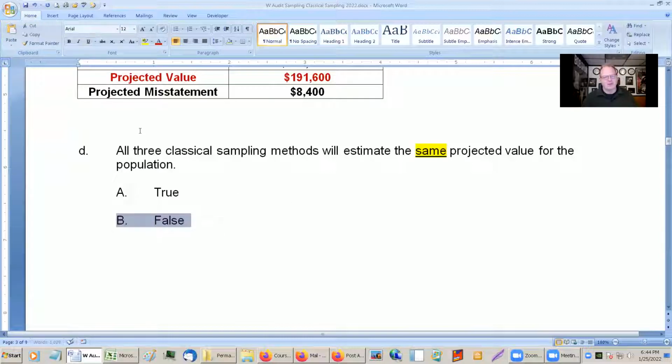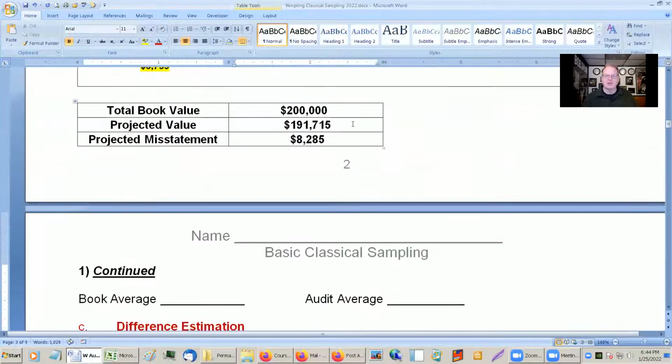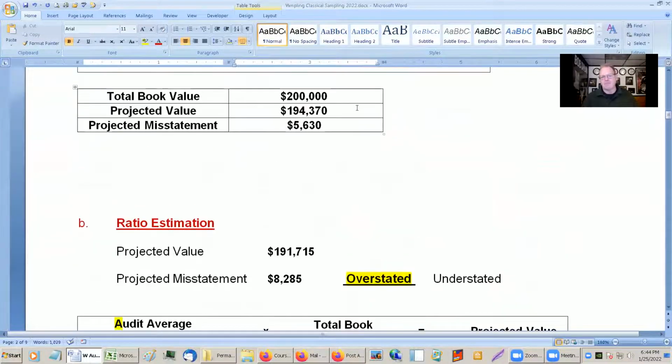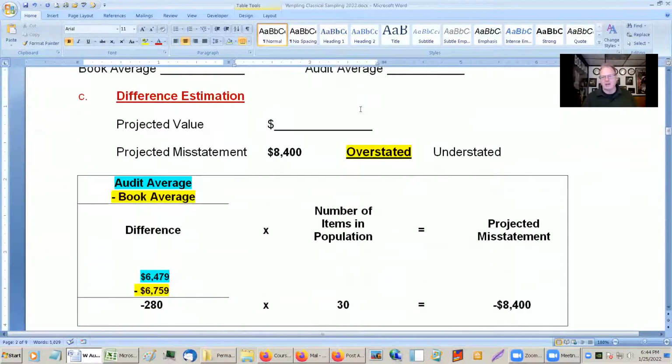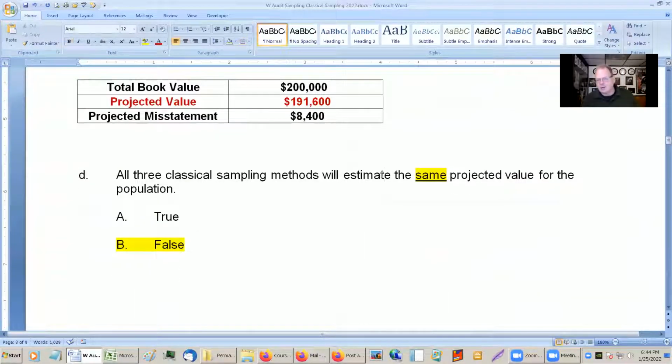And that's false. They're all going to give you... Well, they can. It could be just a coincidence that they don't, but they oftentimes will not. And I would say probably usually, unless you have something strange happen, they would be the same. It could happen. It's not like impossible, but it'd be unusual.